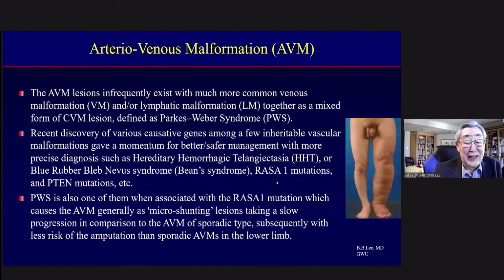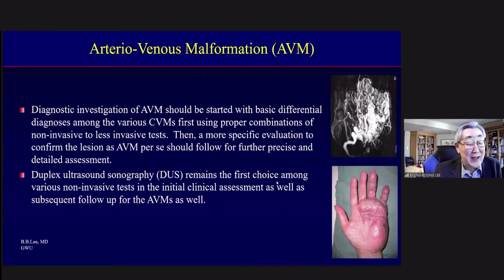AVM lesions infrequently exist together with the much more common venous or lymphatic malformation as a mixed condition known as Parkes-Weber syndrome. Recent discovery of a causative gene among a few inherited vascular malformations gives momentum for better and safer management with more precise diagnosis. And Parkes-Weber syndrome is one of them.